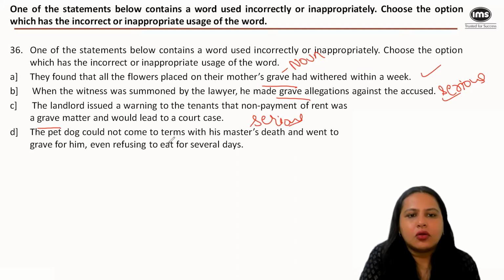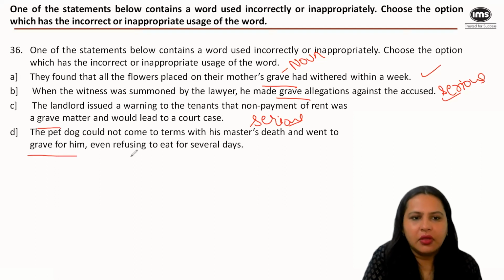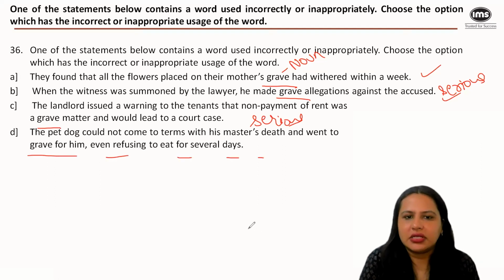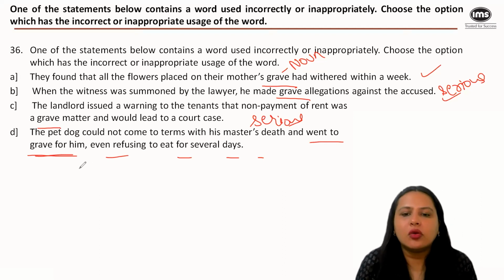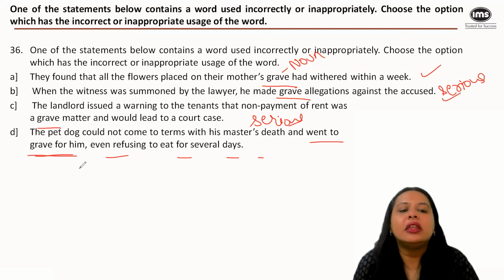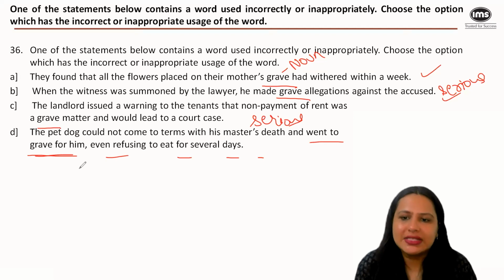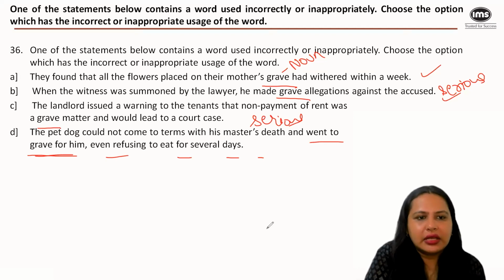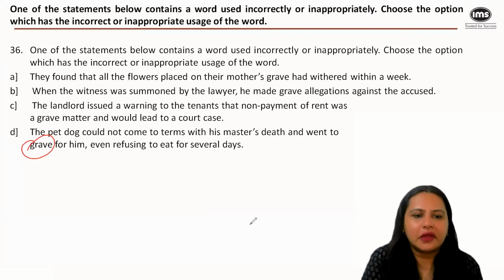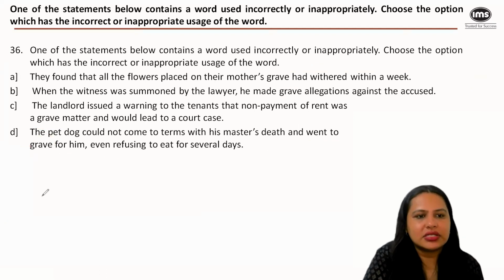The pet dog could not come to terms with the master's death and went to grave for him, even refusing to eat for several days. Now, if he's refusing to eat, that means he's still alive. While the sentence is saying that he went to grave, it should be that he went in grief for him because he was not able to accept it. So the dog was living in denial, right? We don't need grave here, it should be grief, and therefore the incorrect usage is in sentence D.